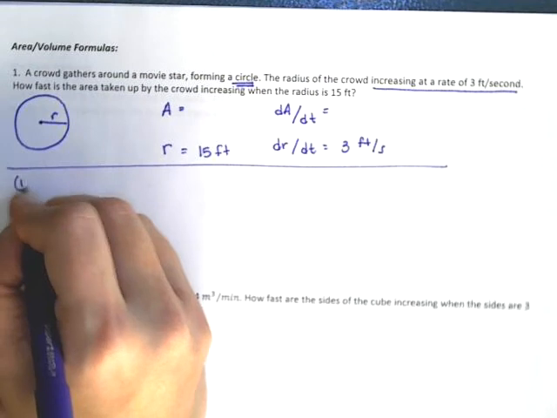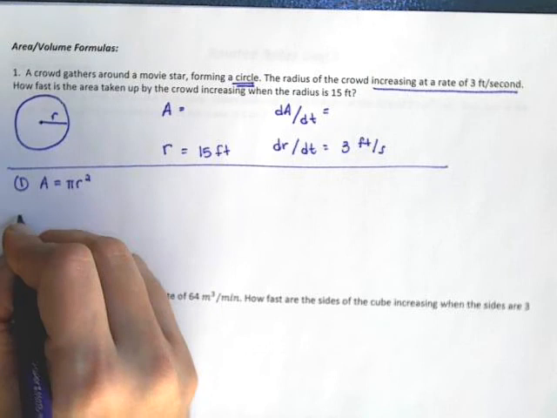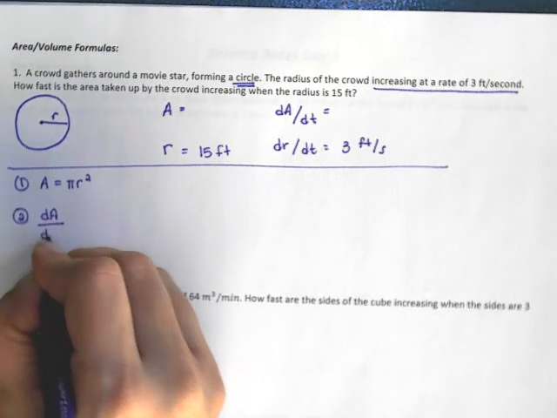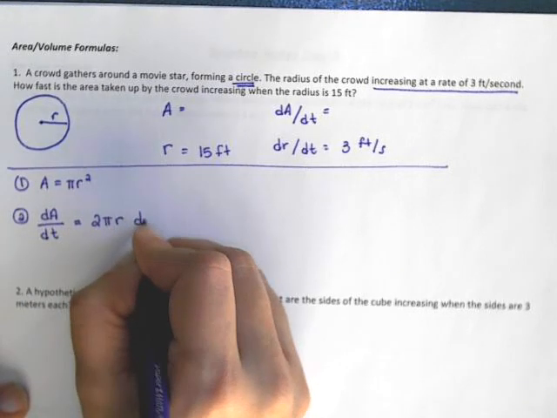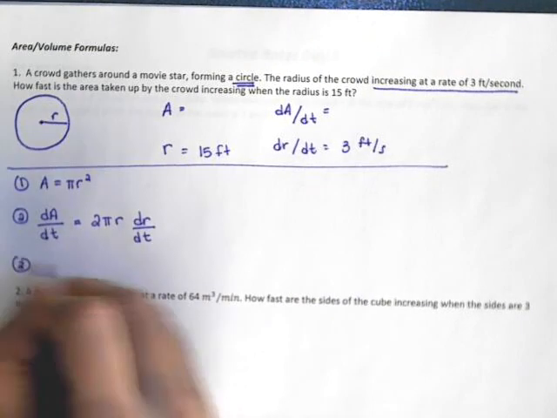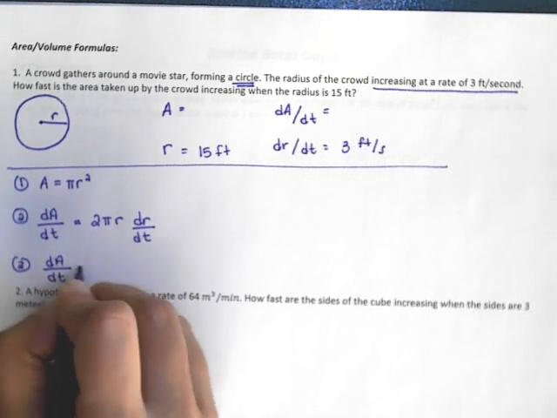So my area formula for a circle is pi r squared. If I take the derivative, I get dA/dt equals 2 pi r dr/dt. Now I'm going to plug in my numbers. So dA/dt is what I'm trying to figure out here.